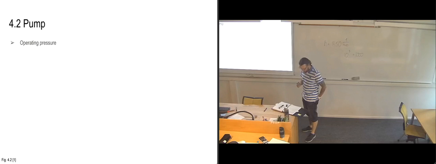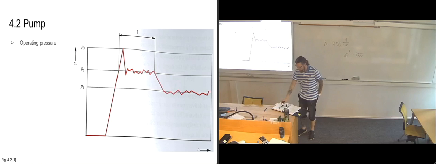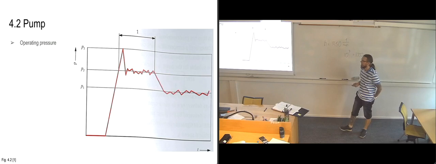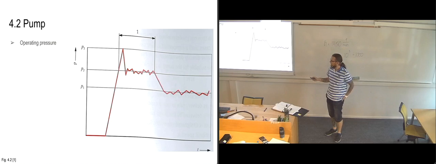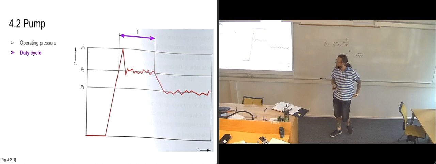And for a pump, you will often have a graph looking like this, which is telling you something about the startup operating pressure. So here the pump isn't working. You haven't started up your pump. And then when you start it up, you're getting a pressure peak all the way up to P3. And that's exactly when you're starting it. And then you're running at a fairly high pressure to begin with. And then you're dropping down to an operational pressure. So we're going to look a bit at this.